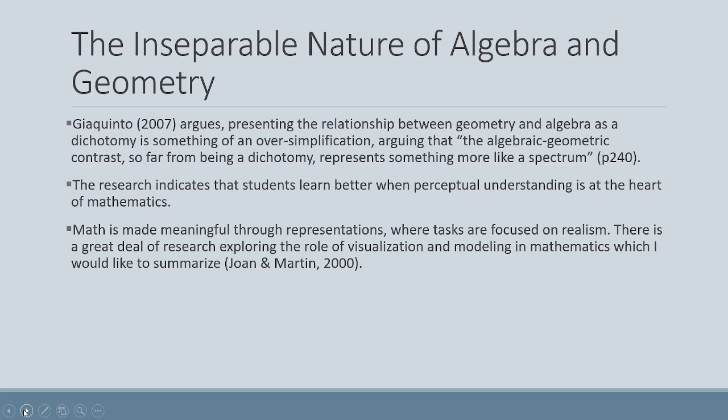Quinto argues that presenting the relationship between geometry and algebra as a dichotomy is something of an oversimplification, arguing that the algebraic-geometric contrast, so far from being a dichotomy, actually represents something more like a spectrum. There's a lot of overlap between the two.